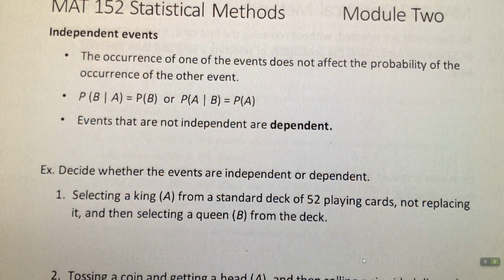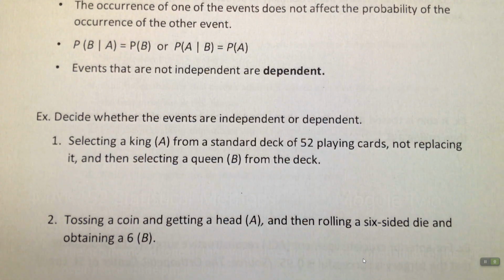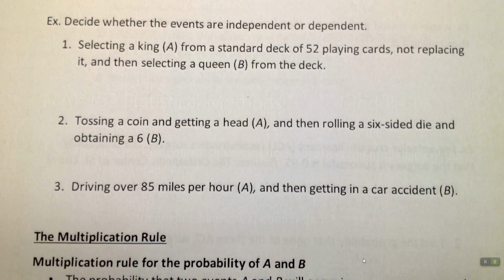So talk about independent events. The occurrence of one of the events does not affect the probability of the occurrence of the other event. Meaning, we're talking about one event occurring and it has nothing to do with the other. Events that are not independent are dependent. I need to know what happened first so I can adjust later. Let's look at some examples of this.